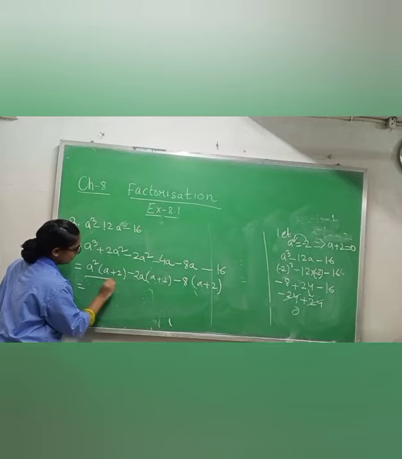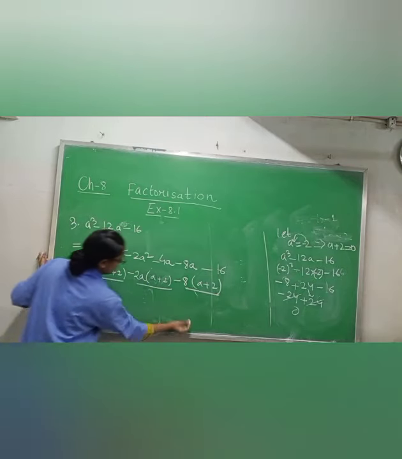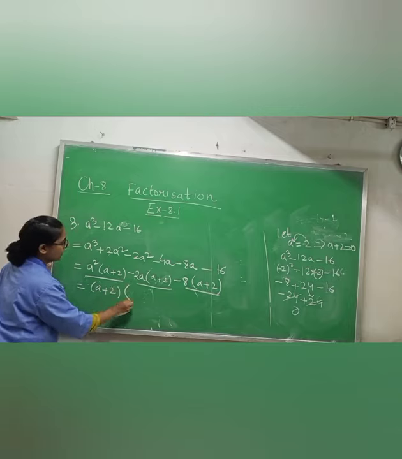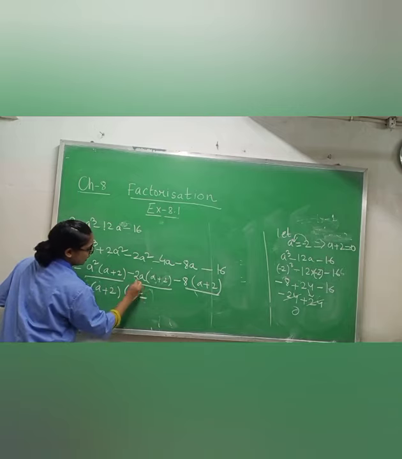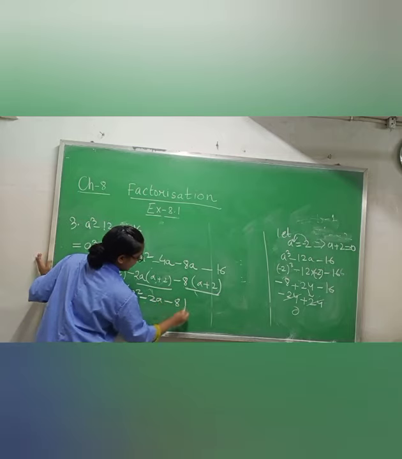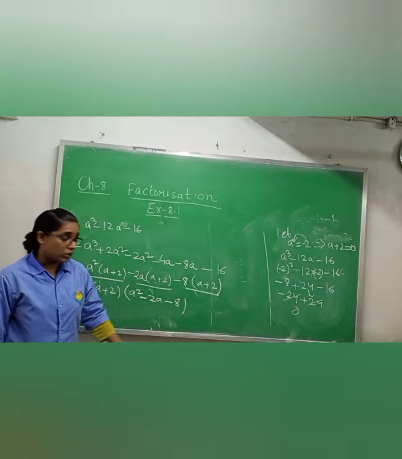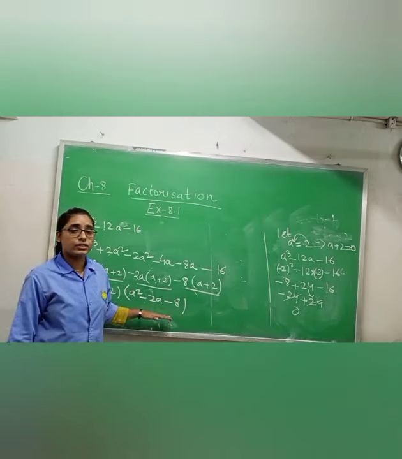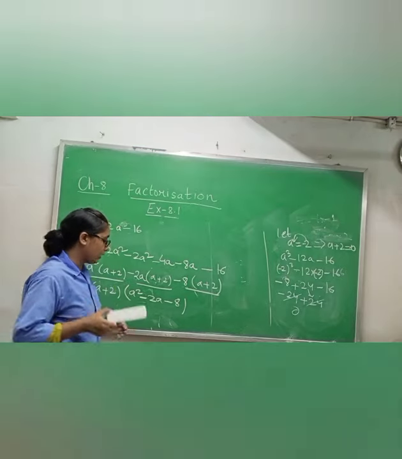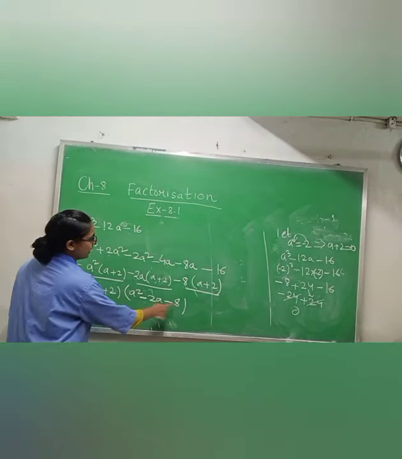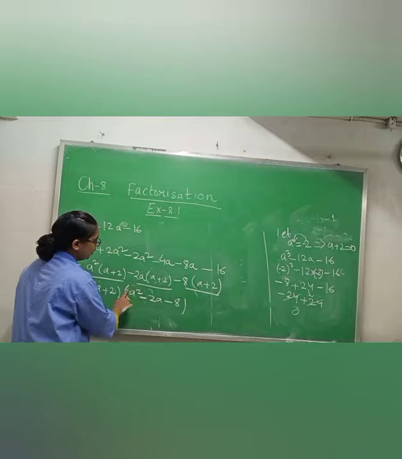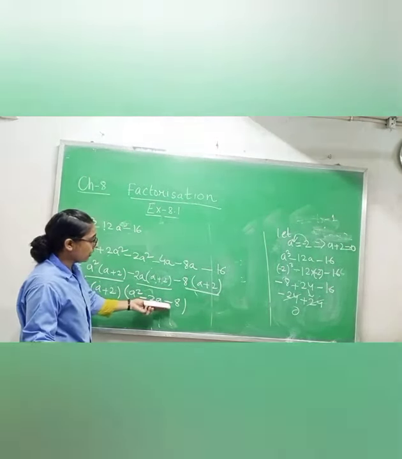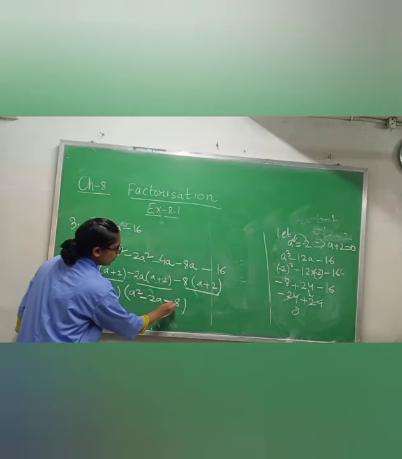Now after this, in this one, in this one, in this one, which one is common? A plus 2, a plus 2, a plus 2. You will write one time a plus 2. What is that? A square minus 2a minus 8. Now this one is okay. If it is possible to factorize this one by middle term factor, then you have to do middle term factor also. Now see, here we have 1 and here we have 8.